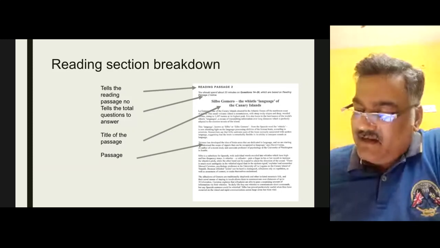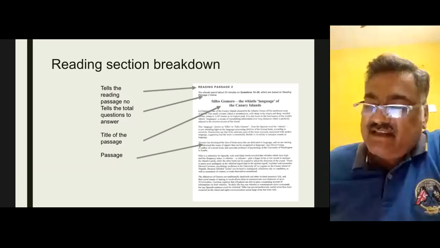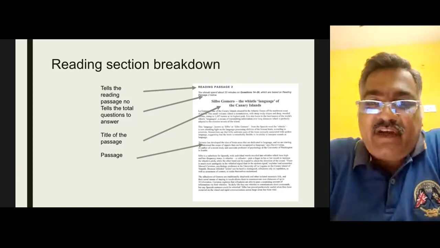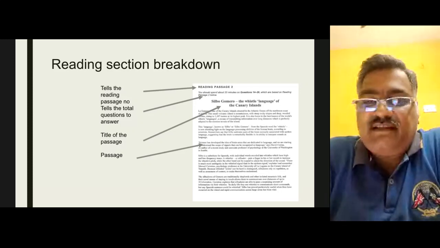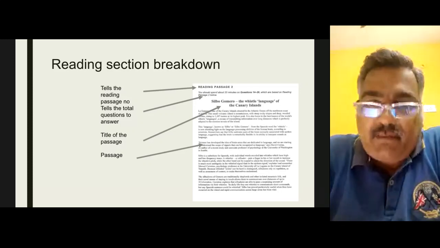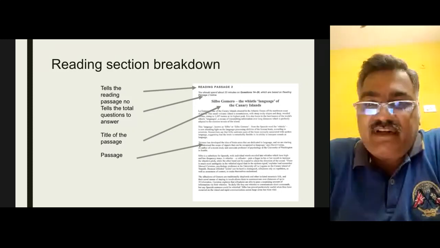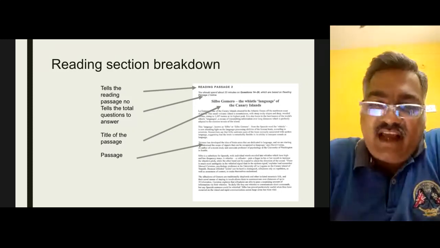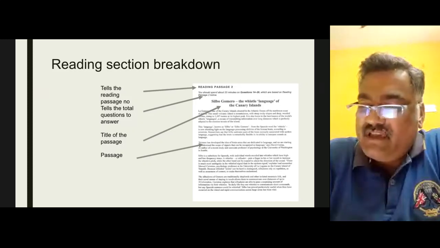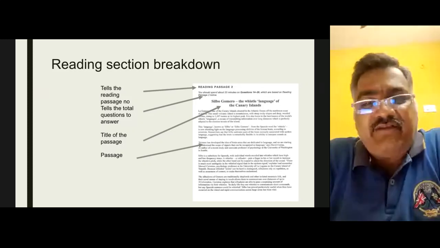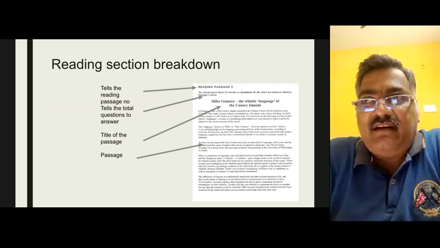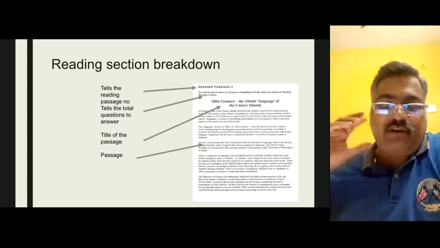Then the third one is the title of the passage. When you read the title of the passage, you'll understand what this passage is going to be about. You don't have to guess 100% what it is. If you have a certain idea on what the title of the passage means, that is enough for you. It will give a clear indication that it's going to talk about this subject.